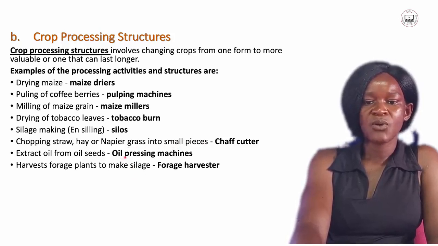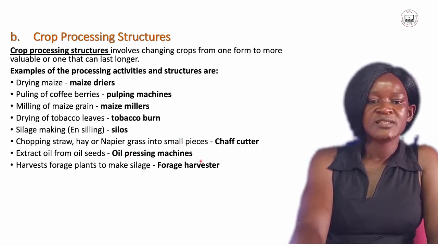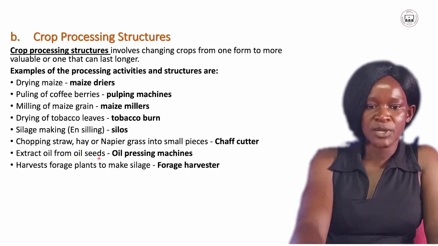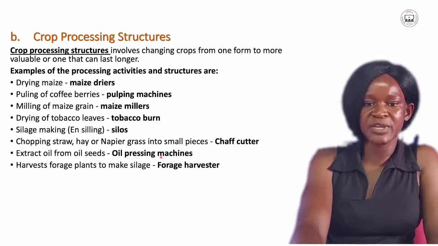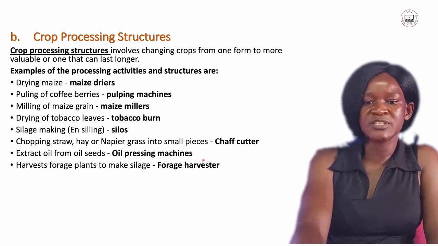Then we also have oil pressing machines. These machines are there to extract oil from oil seeds. Oil seeds such as groundnuts, soya bean. We also have sunflower seeds. So those oil seeds, we extract oil from them using an oil pressing machine.